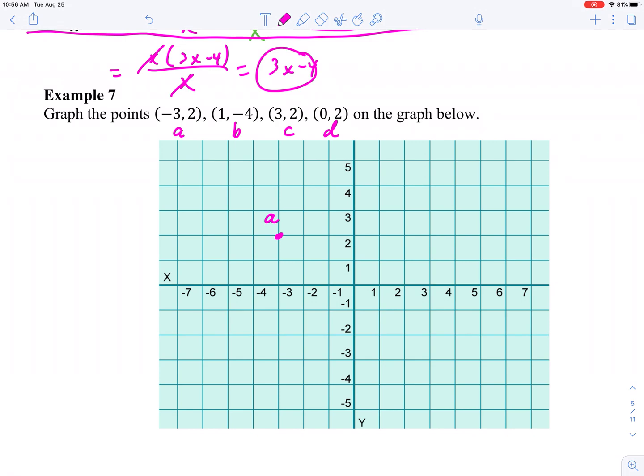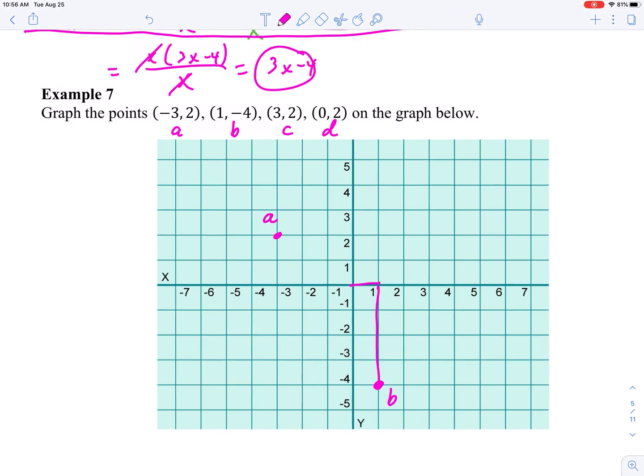B, I'm going to draw this one in. We would go 1 on the x, -4 on the y. So there's point B. You don't have to draw those lines, I'm just showing you the process. Point C, we go to 3 on the x, 2 on the y, and there's that point. And (0, 2) is a little different, so be careful when you see that. 0 means we don't move anywhere on the x, but then we have to move +2 on the y. So there's point D.